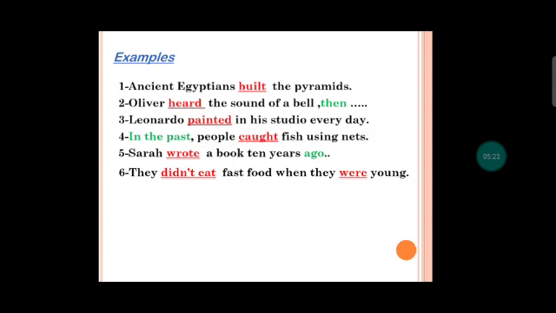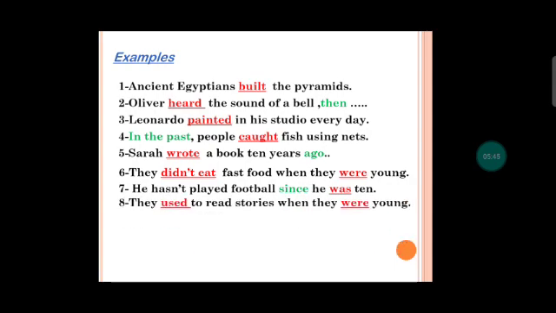Number 6. They didn't eat the food. They didn't eat fast food when they were young. When they were young. Okay? He hadn't played football since he was 10. Here, was is in the past. We can use past simple after since. As we said before, the past simple tense can express a past habit, which the person no longer does now. They used to read stories when they were young.